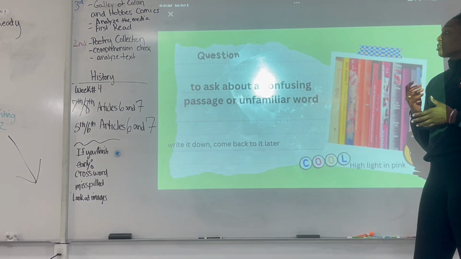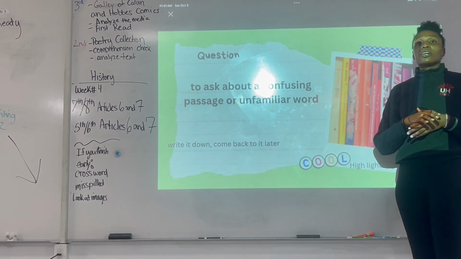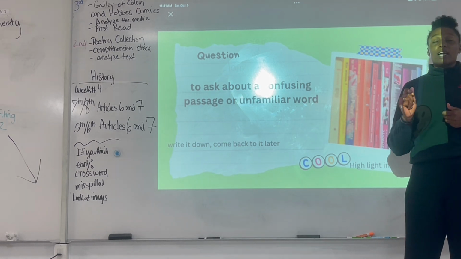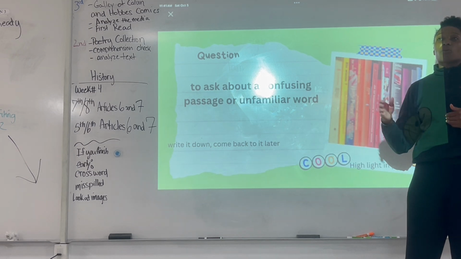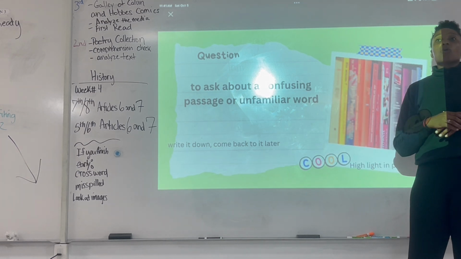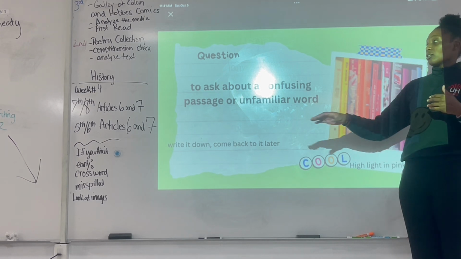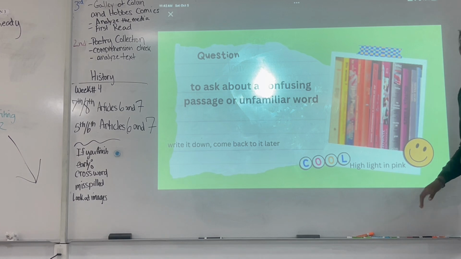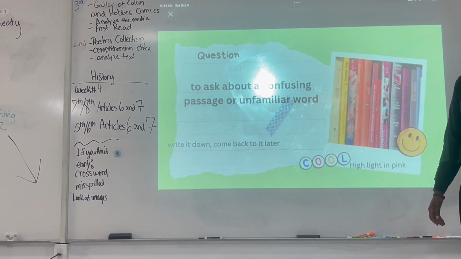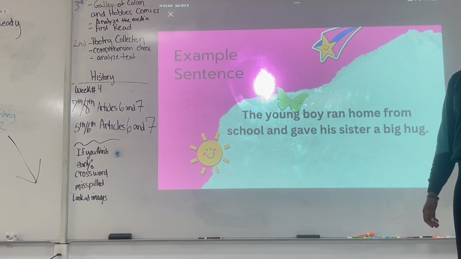Questions. When you ask questions, you ask about a confusing passage or unfamiliar word. The goal is to highlight this as you're reading and come back to it later, so then we can answer what the word meant or what the author was trying to say. After you read around, you might find context clues to help you understand that part of the story. We're going to highlight this in pink. Again, we're going to go over the example sentences at the end.